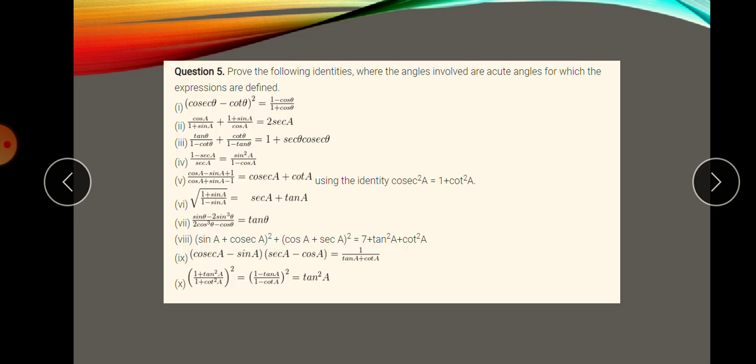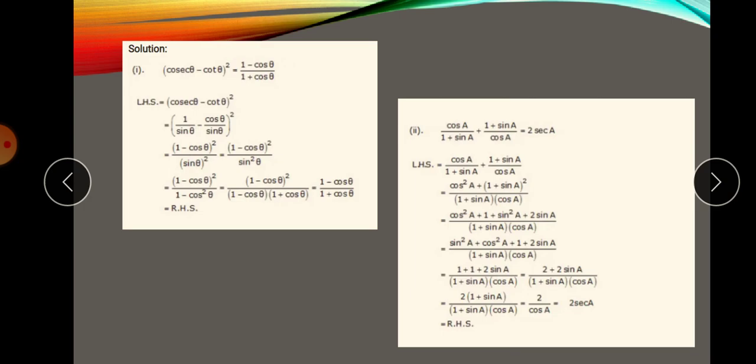If you see the first sum, cosecant theta minus cot theta whole square is equal to 1 minus cos theta by 1 plus cos theta. You should apply it on the LHS; sometimes you can take the RHS also and prove the LHS. So 1 by cosecant means 1 by sine. Mostly convert everything into sine and cos, then it will be easy to get the answer.